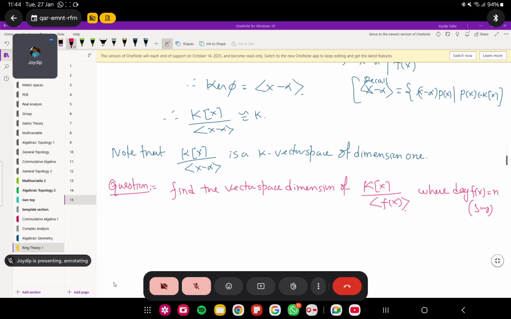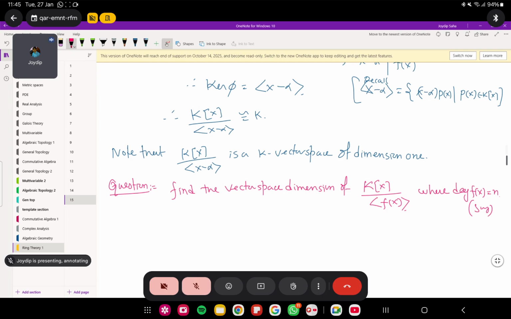Try to answer this. What is the vector space dimension of this? N, I think. Yes, it is right. Or can you find a basis? Right answer, it is n. Can you find a basis? Anyone? Yes.